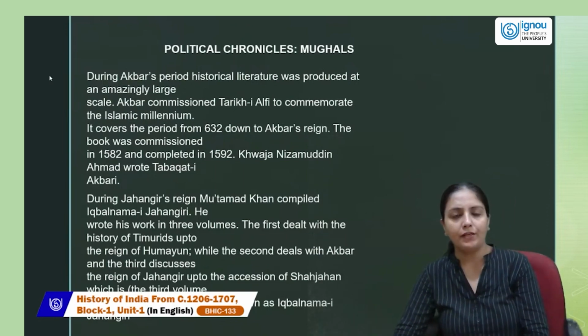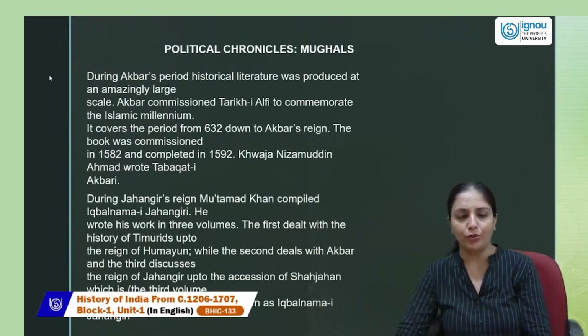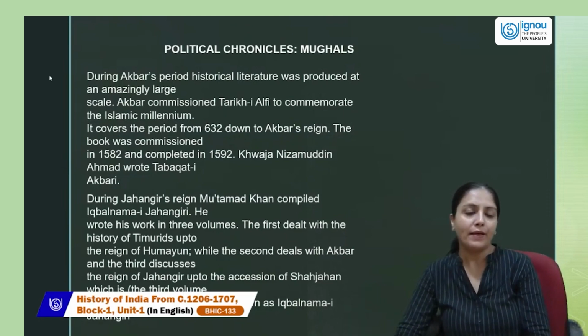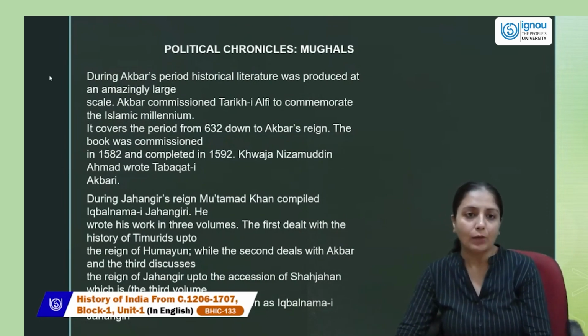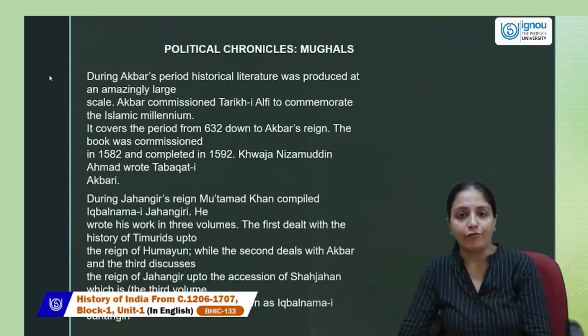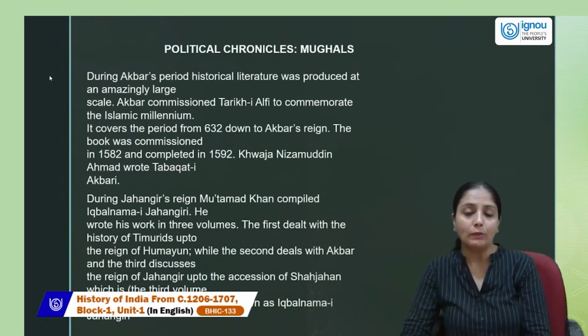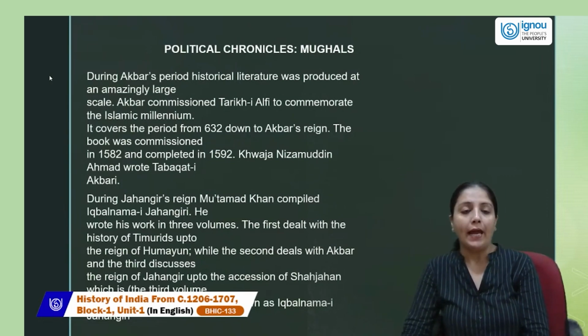During Akbar's period, historical literature was produced at an amazingly large scale. Akbar commissioned Tarikh-e-Alfi to commemorate the Islamic millennium. It covers the period from 632 down to Akbar's reign. The book was commissioned in 1582 and completed in 1592.